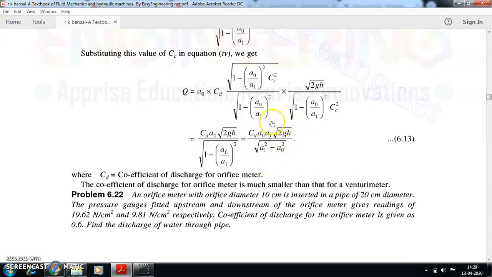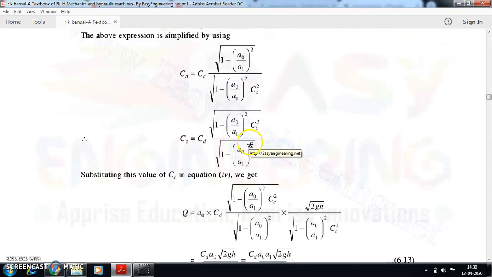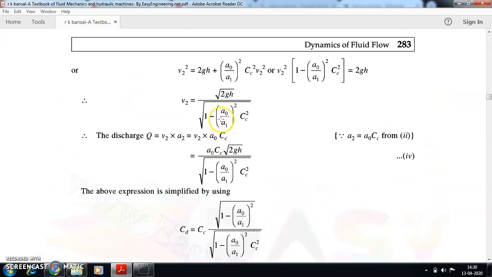A2 is not there in this final equation. This is very important, note it. We don't have A2. We defined A2 as the area at section 2, but in the final one we don't have it. We have A0, which is the area of the orifice. The orifice area is important here, along with the first section area. And in the CD equation also, I don't have A2. So these are very important derivations.